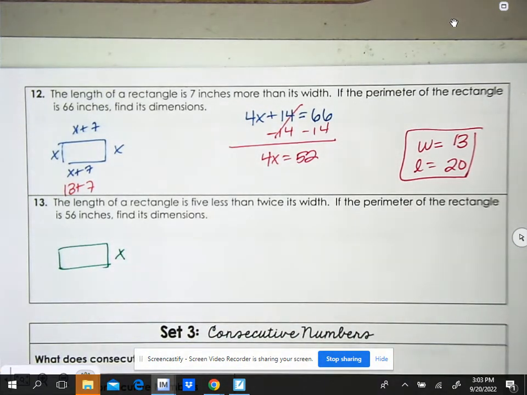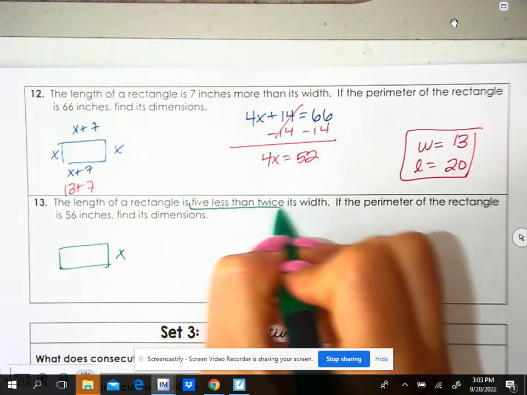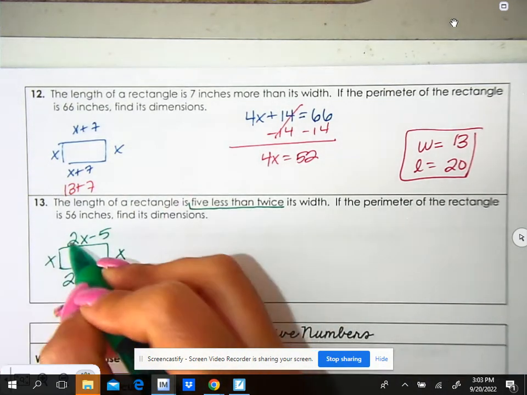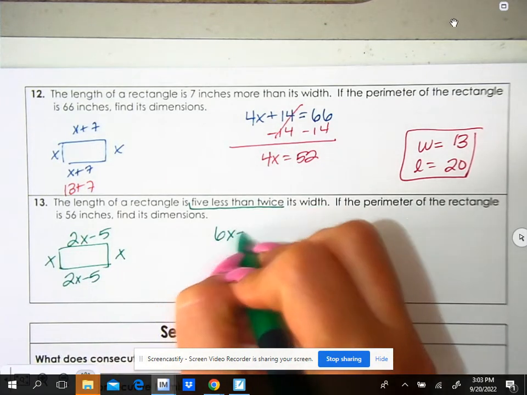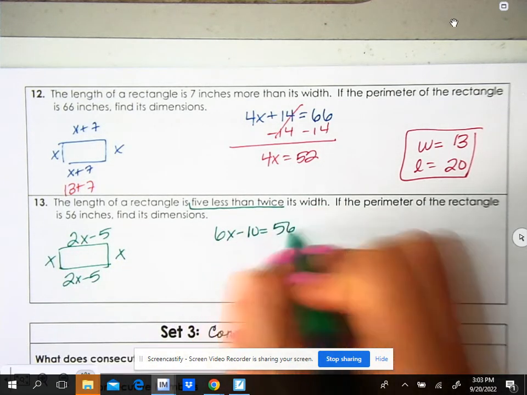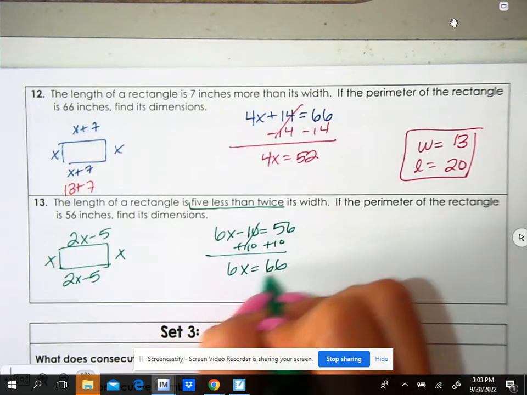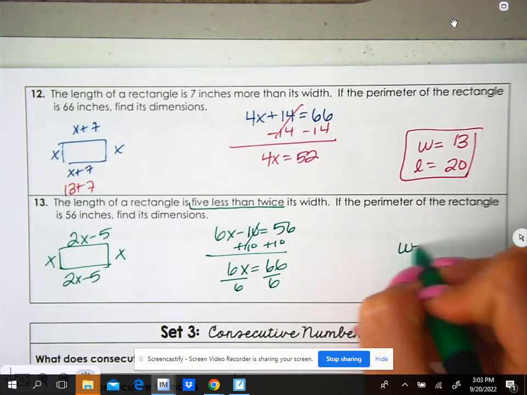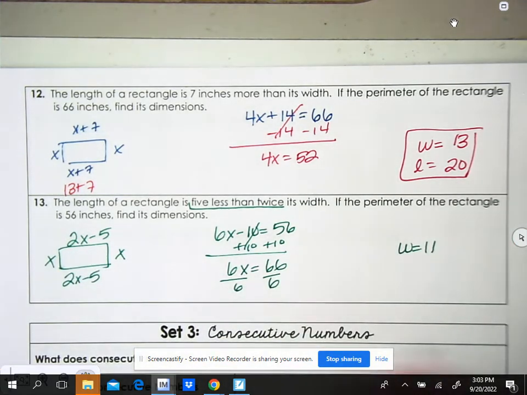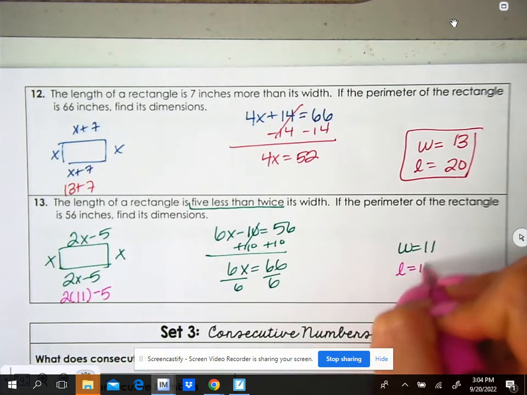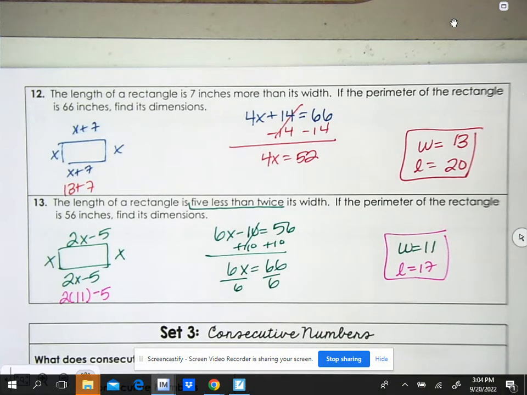All right, and the last one of these, your width is x again. 5 less than twice means 2x minus 5. Add those up, 2, 3, 4, 5, 6x minus 10 is going to equal 56. And that's another 2-stepper. 6x equals 66. You're going to divide by 6. So that's going to give you a width of 11. And then 2 times 11 is 22. Minus 5 gives me a length of 17. Okay, so y'all should be able to look through those and follow along there as well.